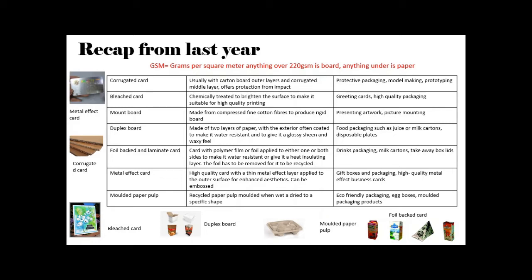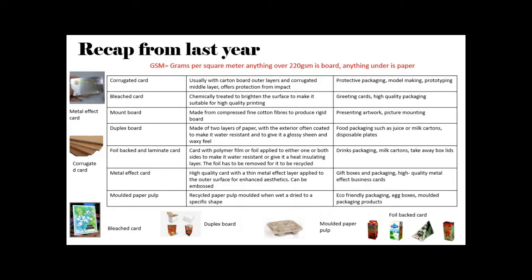You've then got your mount board. So mount board is made from compressed fine cotton fibers, and it makes it really, really rigid. So this is typically used for presenting artwork or picture mounting. If you go to university and you ever have to display your work in an exhibition, you will have to use mount board to do that. So when I graduated at university, I had to present all my design work to the public, and we were given these huge pieces of mount board that we had to present all our work onto.